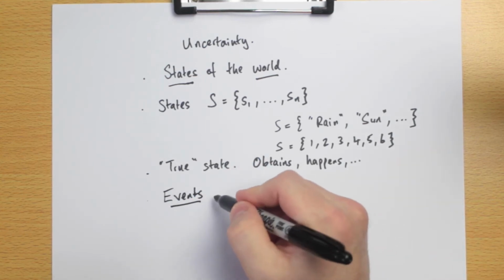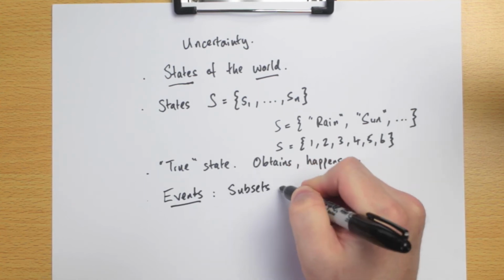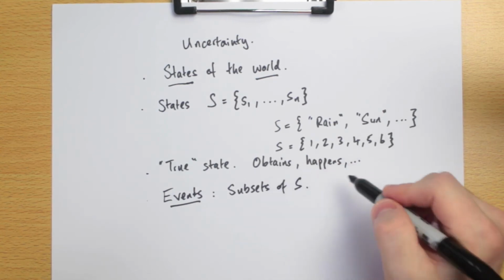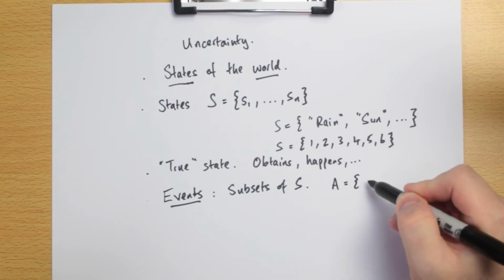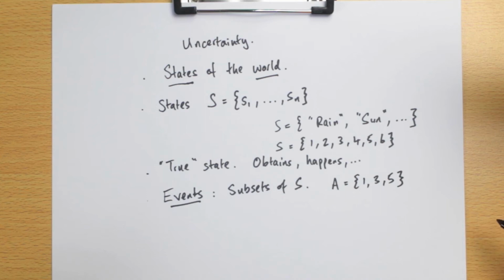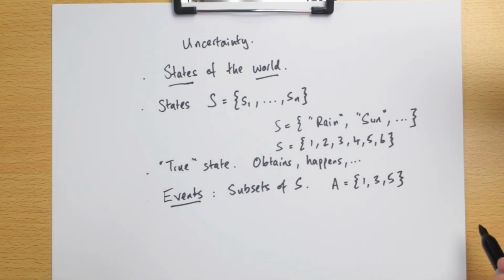One idea that we'll use is something called events. Okay, so what is an event? Now, formally, it is a subset. So events are subsets of the set of states. Okay, so I might, for instance, call a subset A, which could be, if I look at our rolling the dice example, the subset which contains the numbers 1, 3, and 5, the odd numbers. And then I could talk about the event that the number is odd happening, or the event that the number is odd obtaining, by which I mean the true state is either 1, 3, or 5, in which case we say that event has happened.